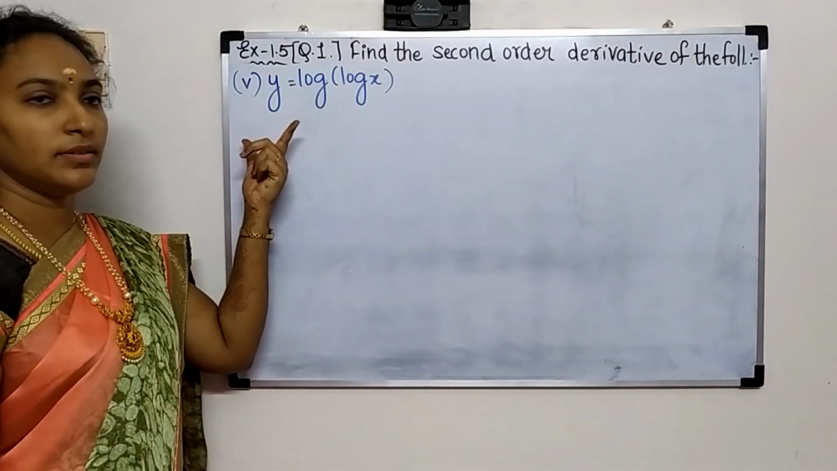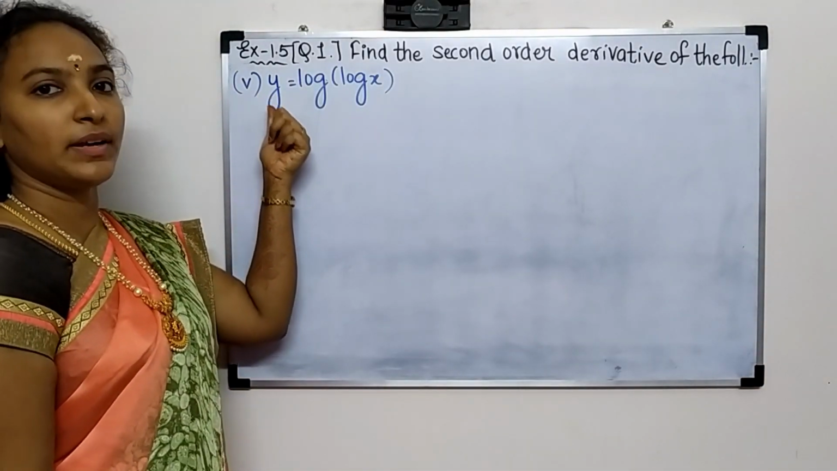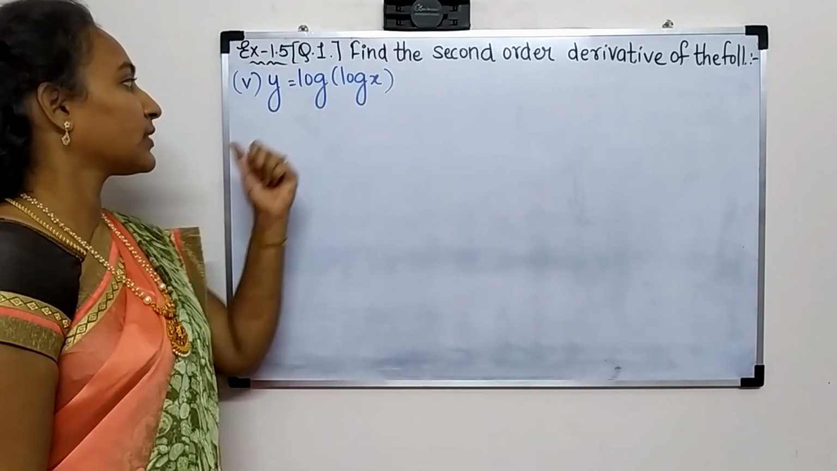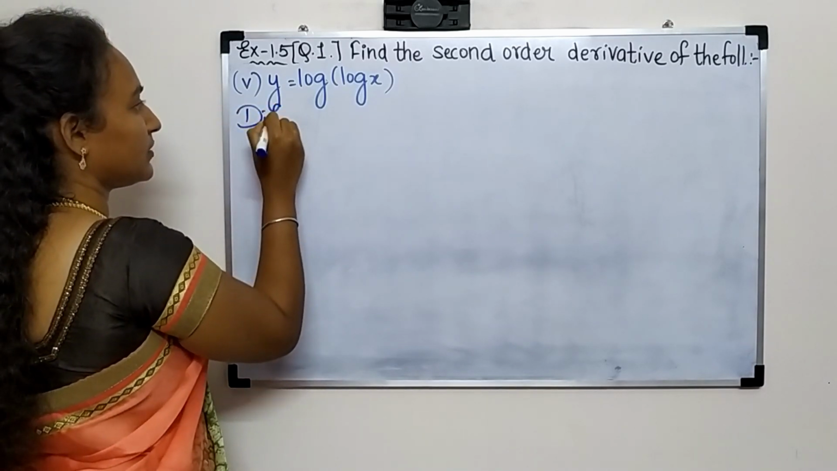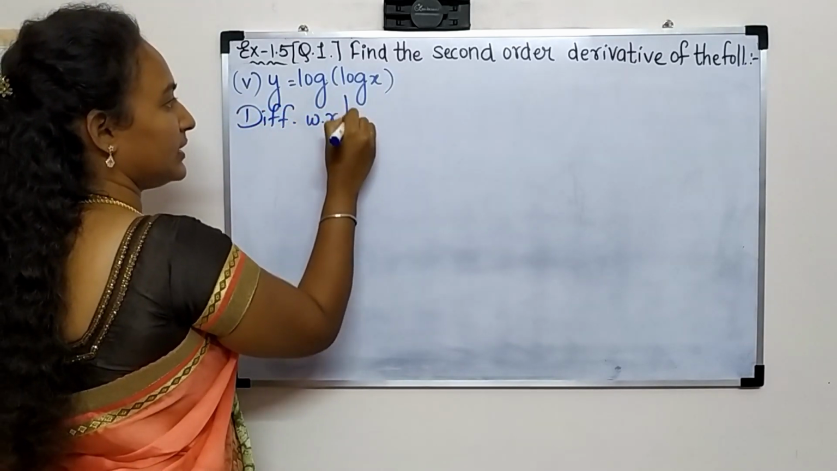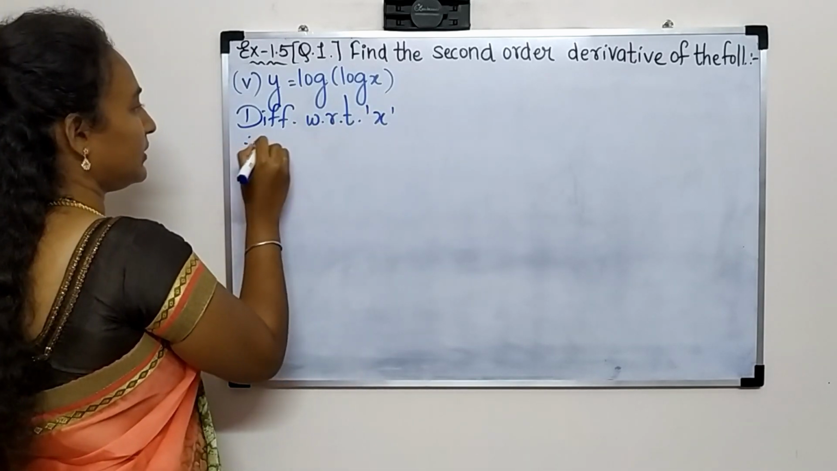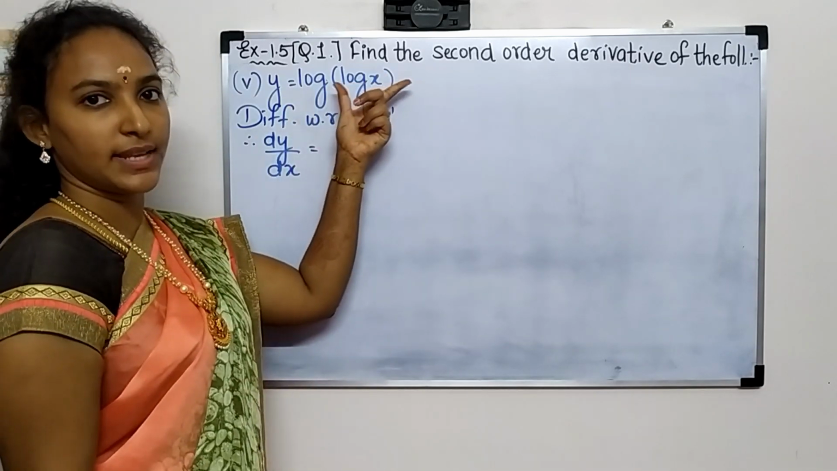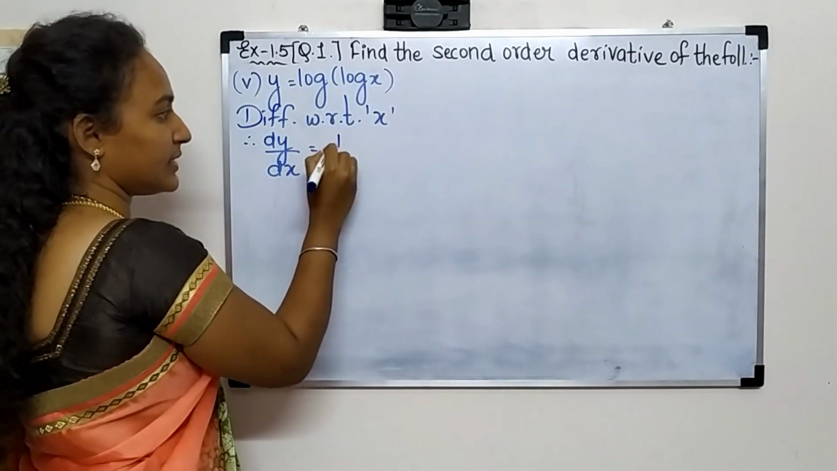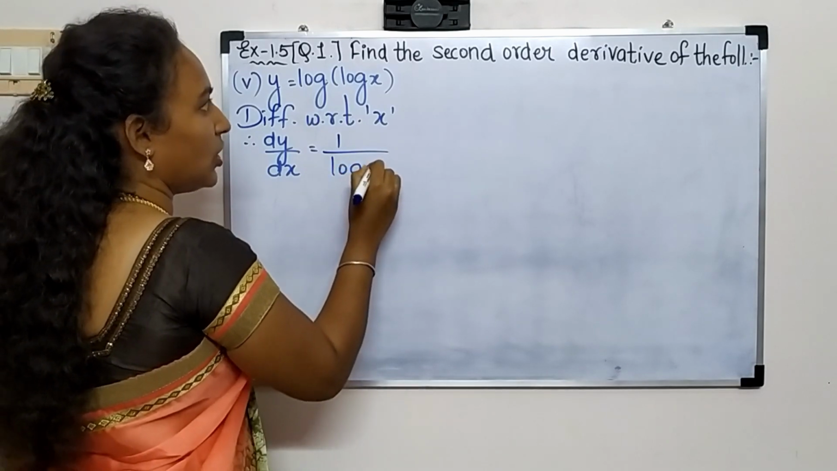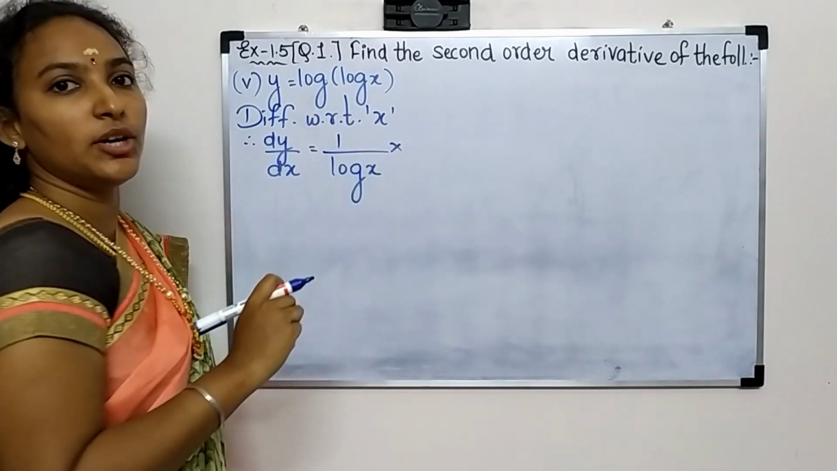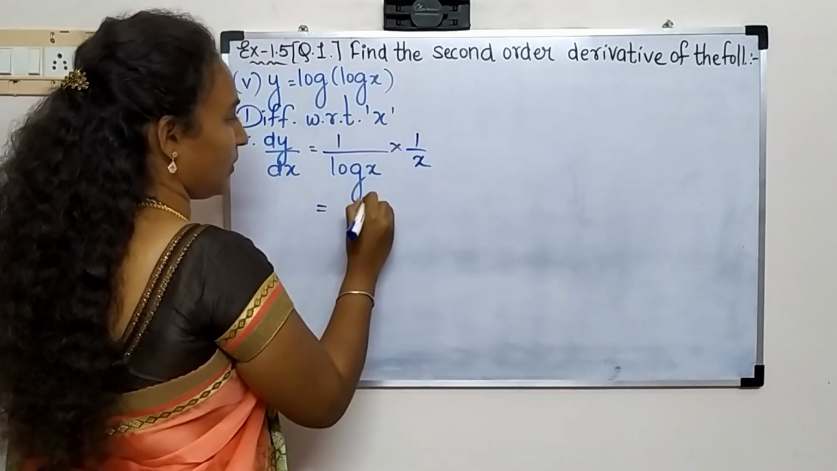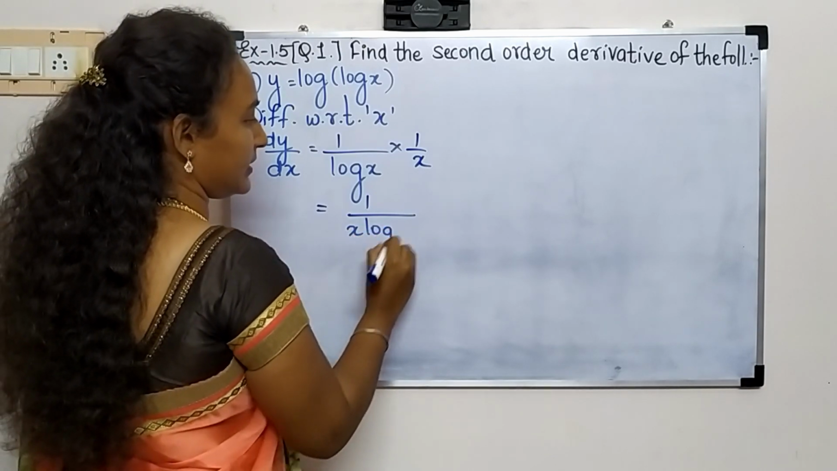Okay, now the fifth question. Again a simple one. We have to find y equal to log of log x. A simple composite function. Let us differentiate with respect to x first. Therefore dy by dx is, see, derivative of log x is 1 by x. Here the x is log x. So 1 upon log x into the derivative of log x, which is 1 by x. So this is 1 upon x log x.